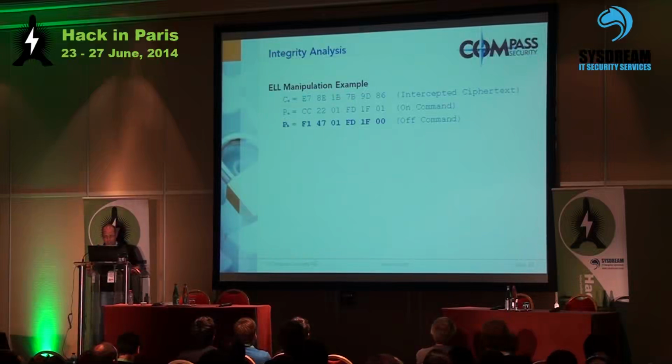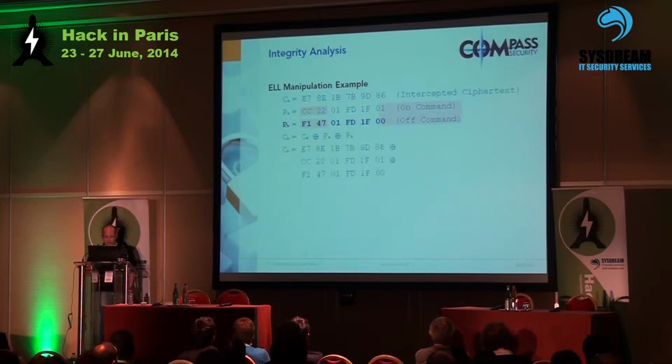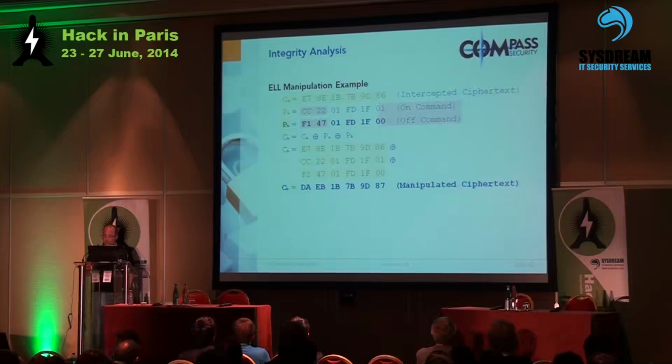What we intercepted is the first part, so the intercepted ciphertext, the first line. We know how the on command looks like. And what we do now is we have calculated the CRCs over these two commands. And we do now some magic. We take the ciphertext, XOR it with the original plain text, and XOR it with actually what we would like to have. And we send that ciphertext to the meter, and it's going to switch off.